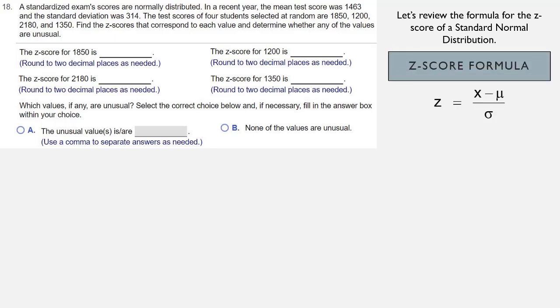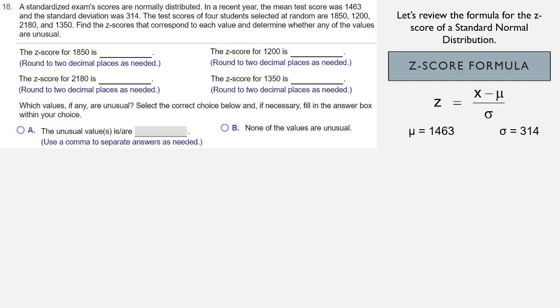The z-score formula is z equals x minus mu over sigma. Remember, mu is the mean and sigma is the standard deviation, and x is the data value that we're given. So the values that we need here are mu equals 1463 and sigma equals 314. Now we can turn to each x value to find out their z-scores.